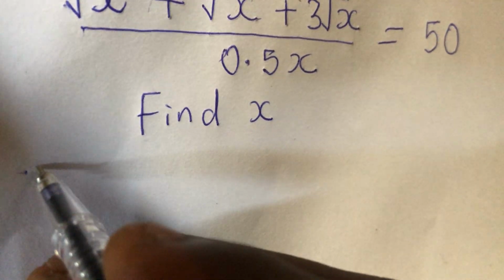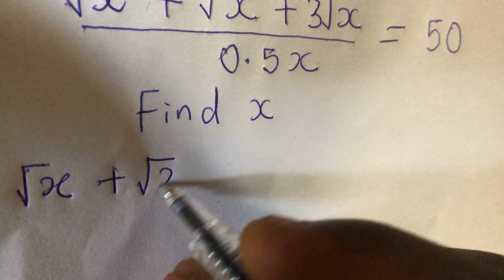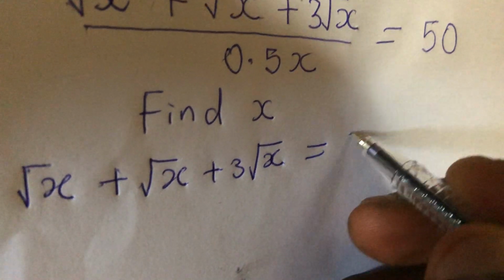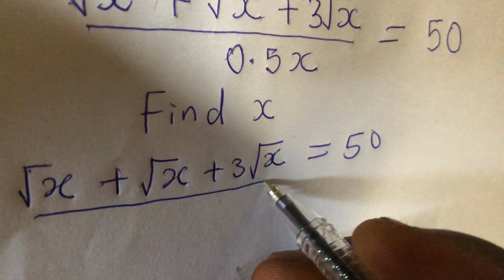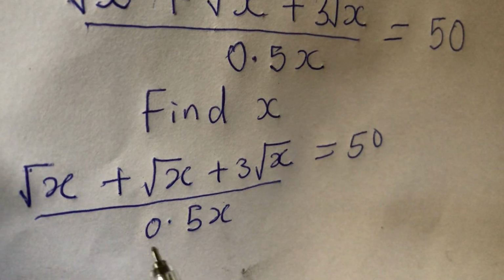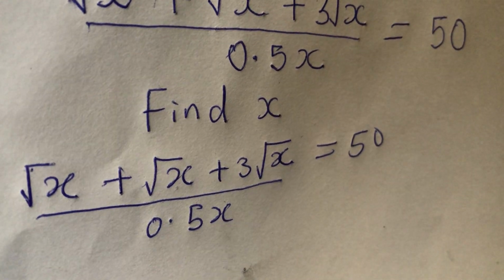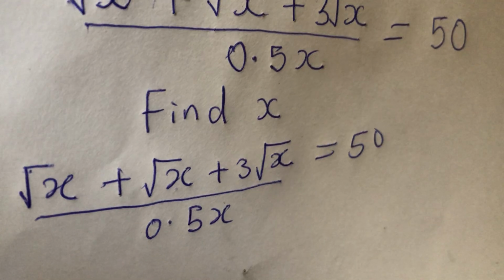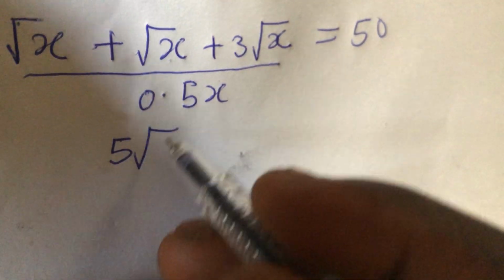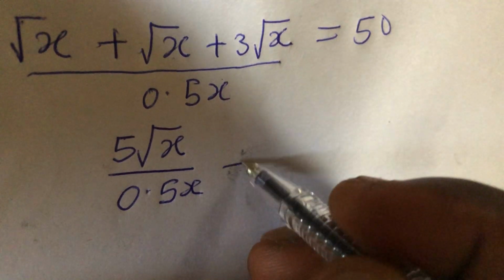So we have root x plus root x plus 3 root x, all divided by 0.5x, equals 50. Now we all know that root x plus root x is 2 root x, plus 3 root x, we have 5 root x. So in our numerator, we now have 5 root x divided by 0.5x equals 50.